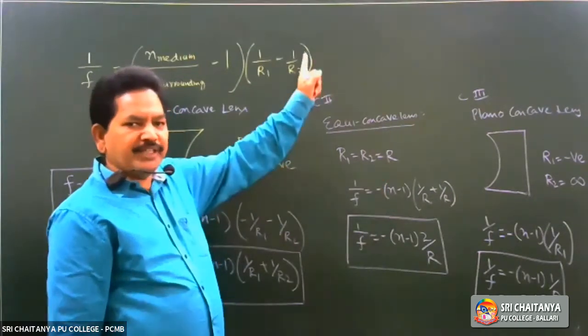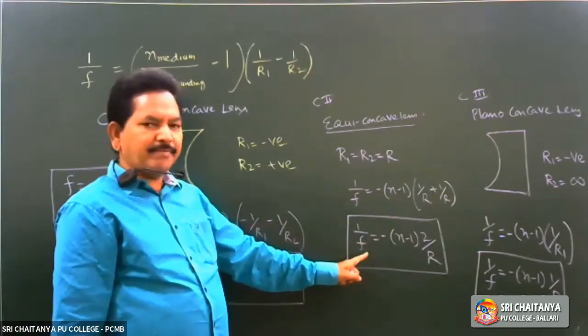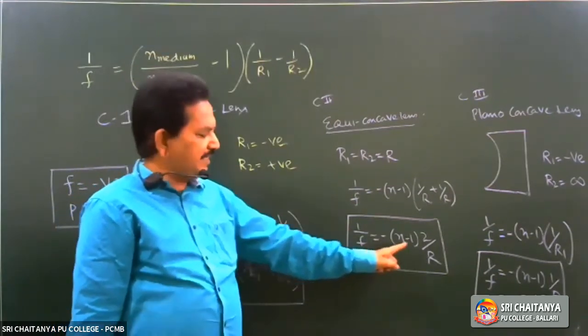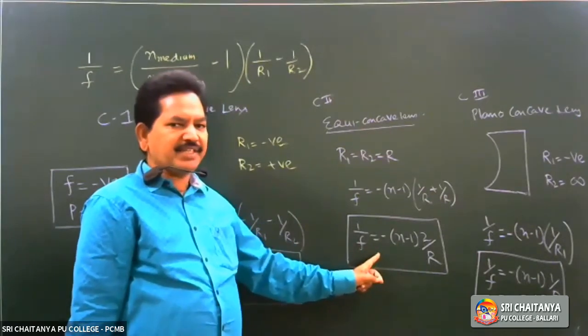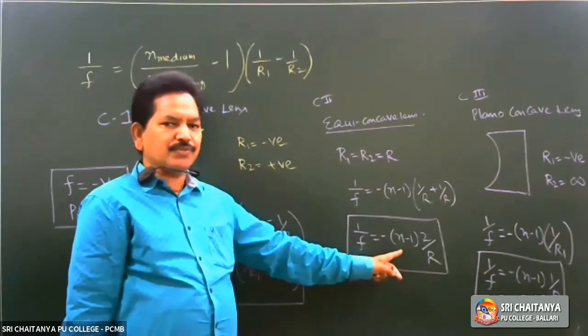Then if I substitute in the main formula, I will get 1 by F is equal to minus (N minus 1) into 2 by R. Don't apply sign conventions here. Directly substitute the values.